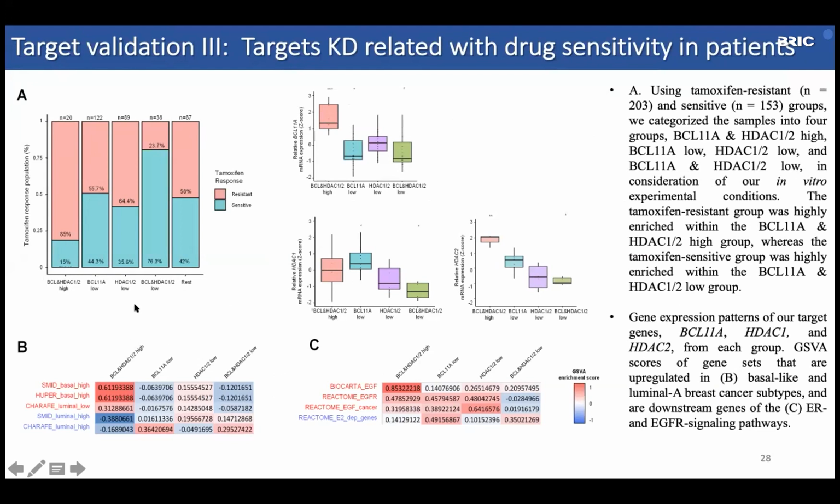And we also perform GSVA analysis to compare the gene expression levels of these genes, luminal A genes and basal-like genes. And as you can see, this BCL11A, HDAC1 and 2 high group is more enriched in basal high and luminal A gene expression patterns, whereas these genes in low expression in patients were more enriched in luminal high and ER alpha related genes, which is shown here.